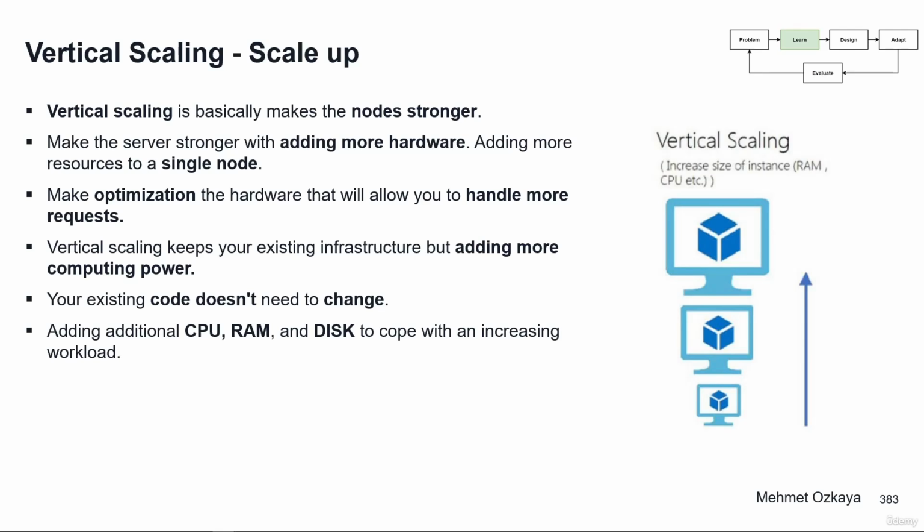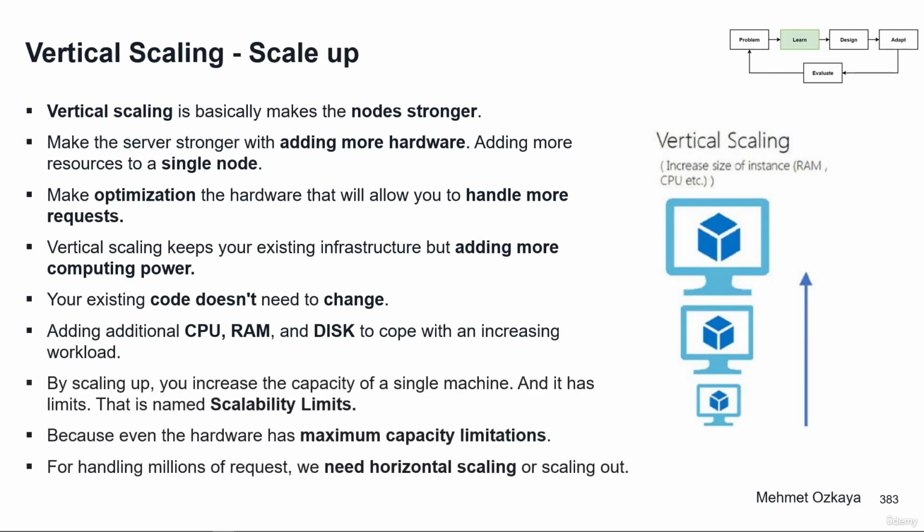with an increasing load. And if you get millions of requests, in that case having one server won't be enough, because even the hardware has maximum capacity limitations. We can say that it is a scalability limit. In this case, we need to do horizontal scaling or scaling out.